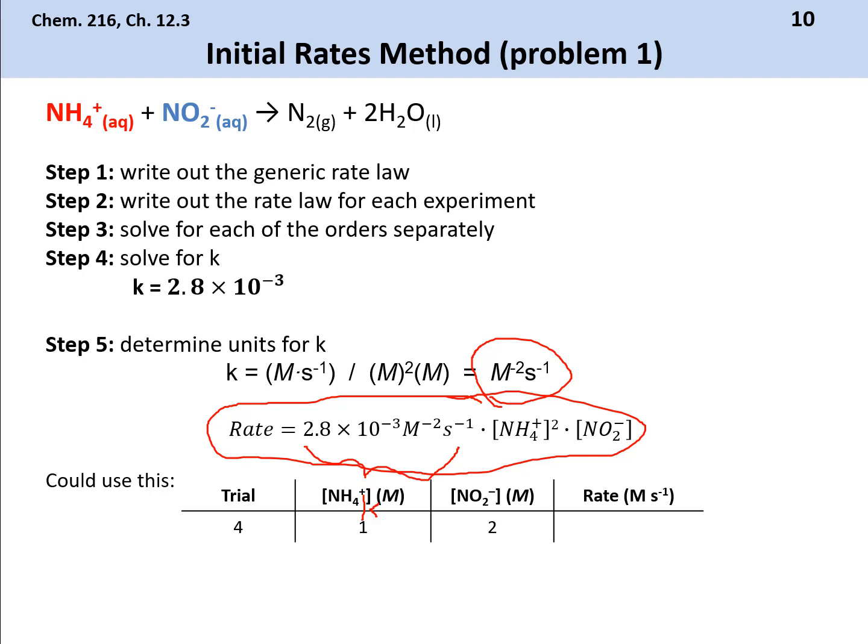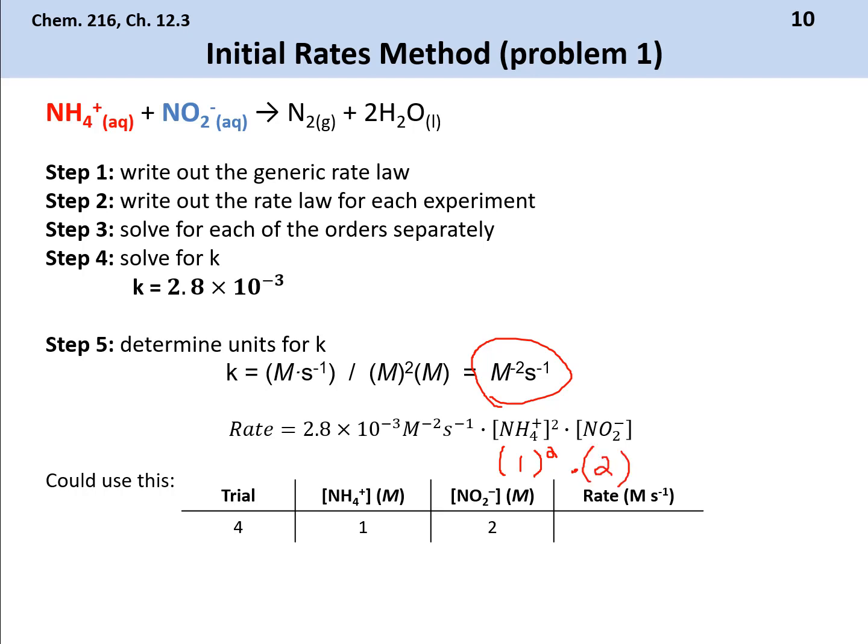And now we could even use this, and we did this last time, if let's say I wanted to do a 4th trial where I knew the concentrations of NH4+ and NO2-, I could plug those in. This would be 1 squared times the concentration of NO2-, and my K would be the same. So I could take this K value times 1 times 2, and I would get the rate for my trial number. Okay, so this is the initial rates method.